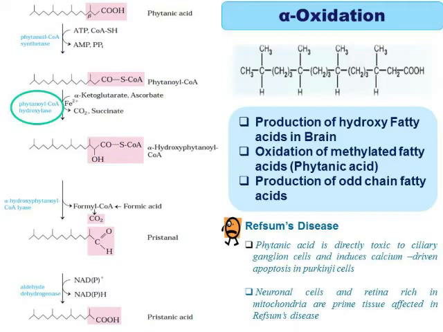Phytanic acid produced by dietary phytol is oxidized by phytanate alpha hydroxylase and then by oxidative decarboxylation produces the odd chain fatty acid pristanic acid, which undergoes beta oxidation and produces acetyl-CoA and propionyl-CoA. Genetic deficiency of phytanate alpha hydroxylase may cause accumulation of phytanate in tissues, which produces different neurological symptoms. This disease is known as Refsum disease.